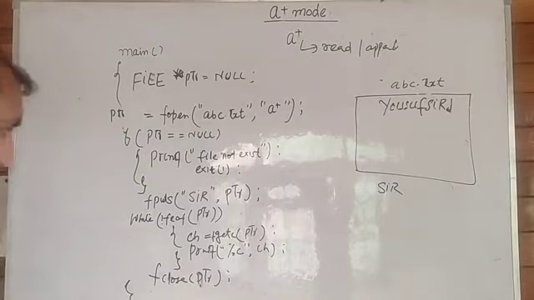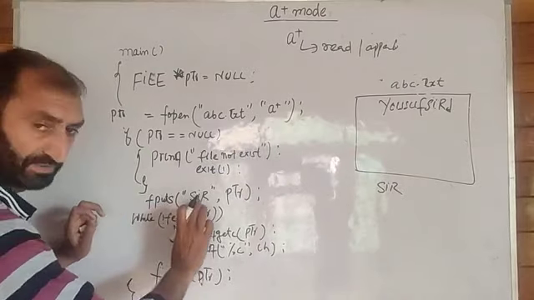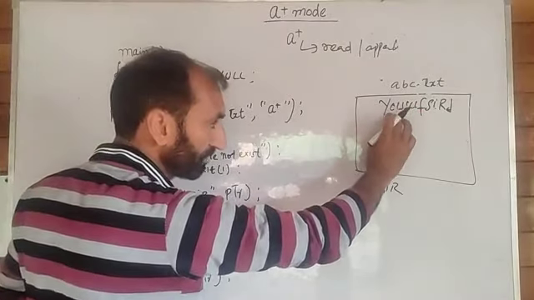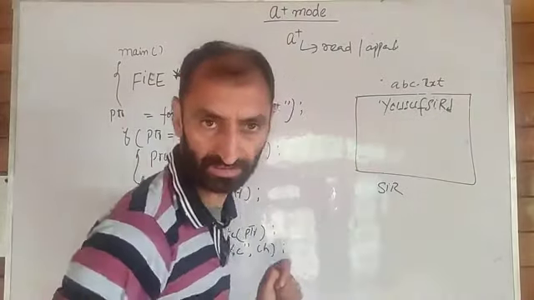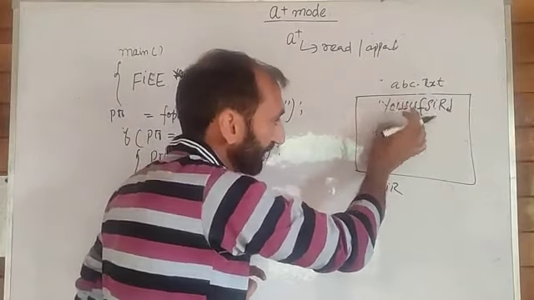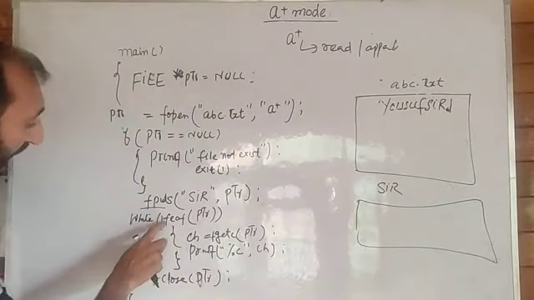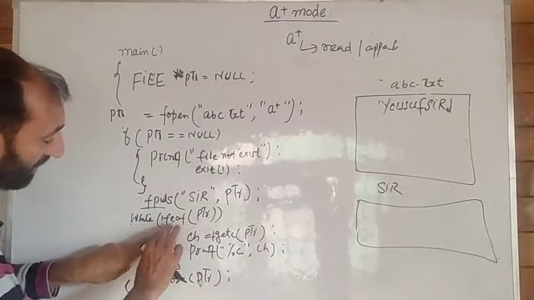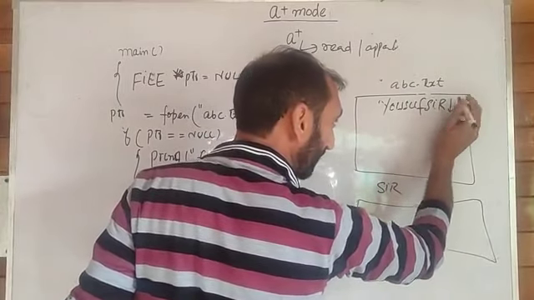Take care of what I have done here. After this, using the fputs function, I appended to the already existing file containing Yousuf, so now this file contains Yousuf Sir, and I want to read the contents of this file. That means I want to display these contents on the output screen. In that case, while not end of file, I have used here end of file. We know that at this time the cursor is here.